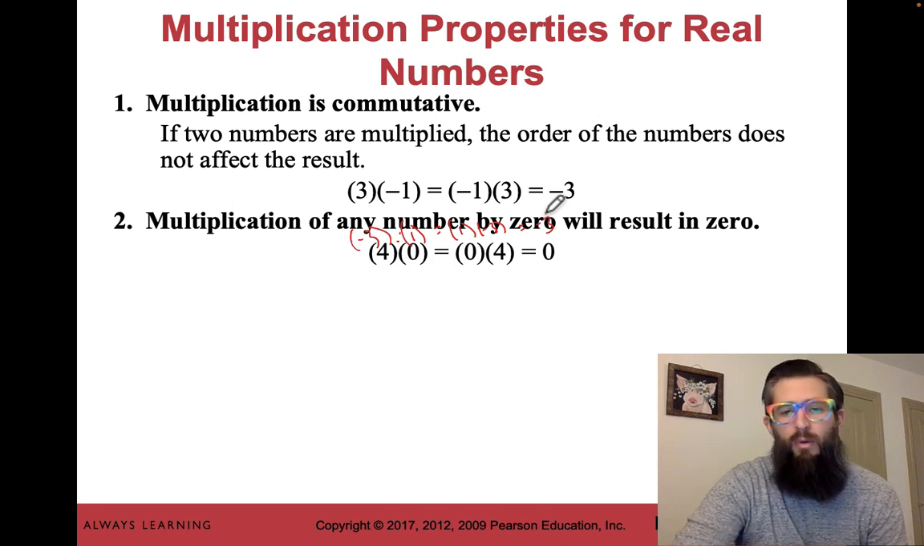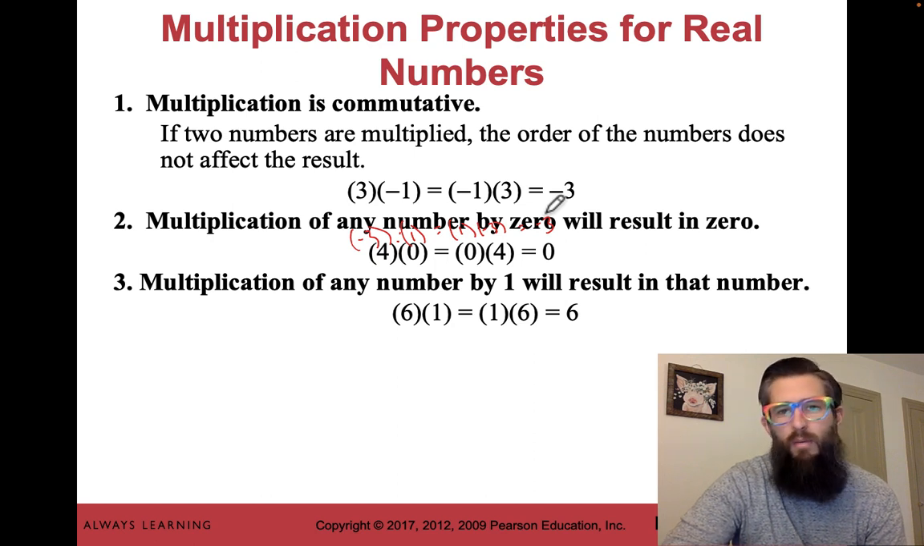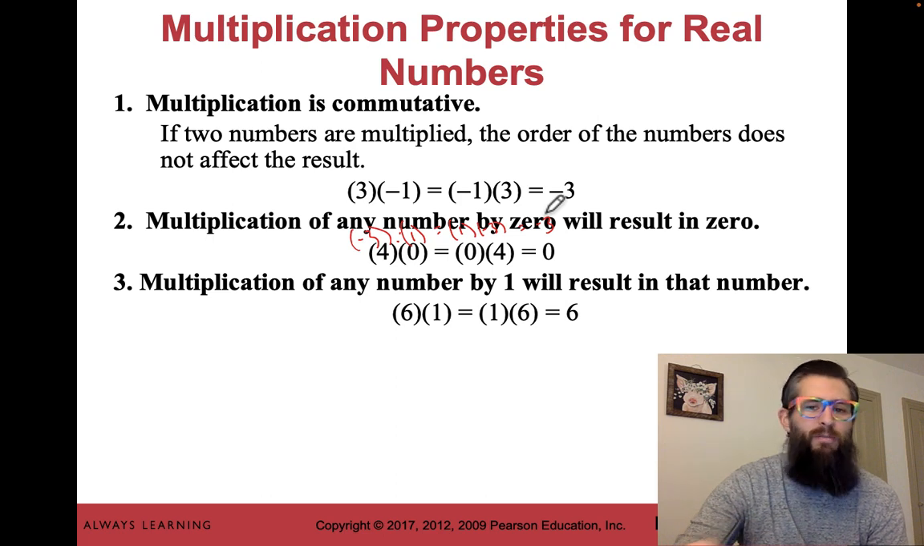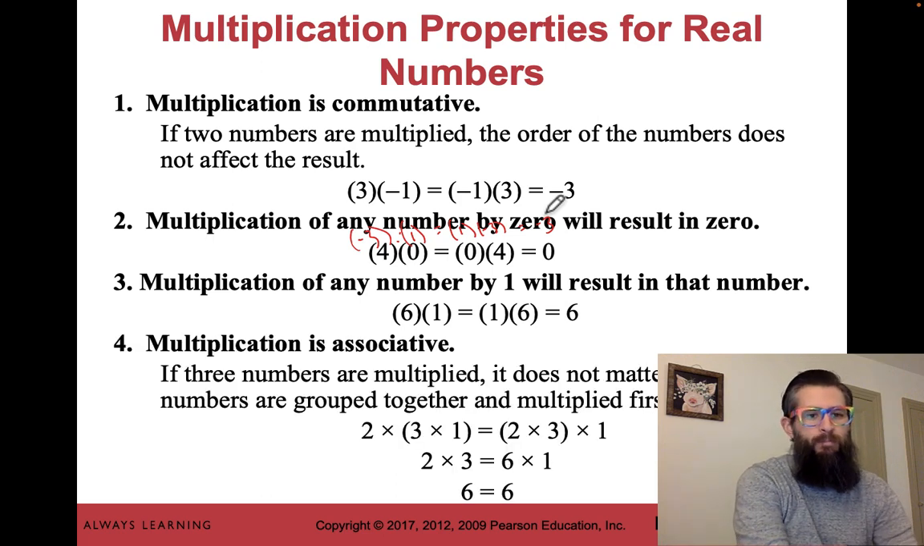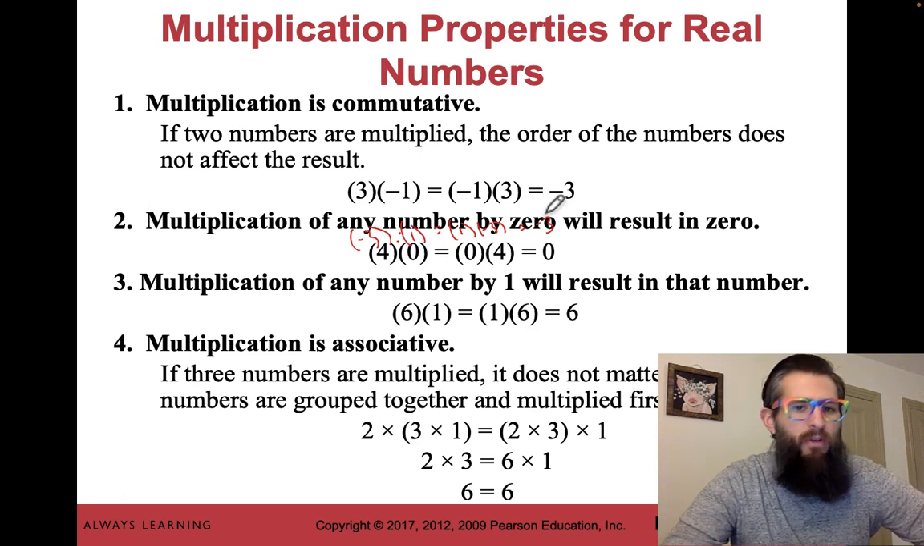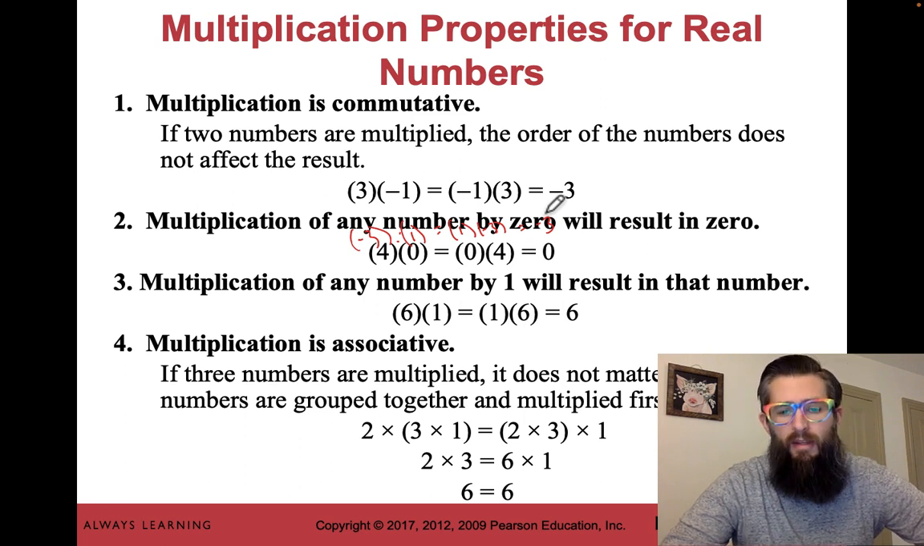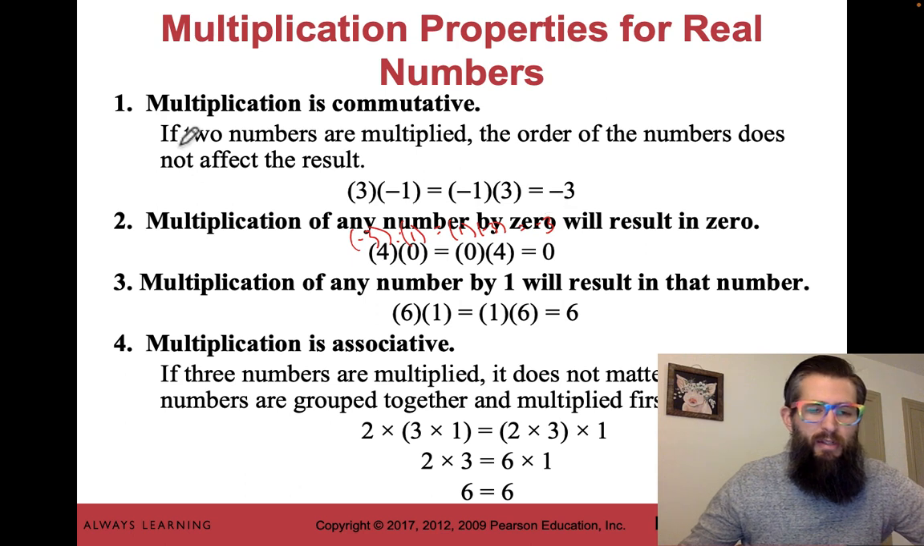And then another rule that you want to keep in mind is anytime you multiply a number by 0, it's going to be a product of 0. So 4 times 0 is 0. 0 times 4 is also 0. And anytime we multiply a number by 1, it is that identity property. So anytime you multiply a number by 1, the resulting product will be that non-1 factor. And again, in the beginning of this slide, I talked about multiplication being associative. You take the 2 times 3 times 1, which is the same as 2 times 3 times 1. At the end of the day, both of these products are equal to 6.